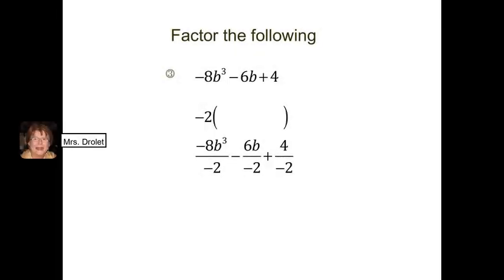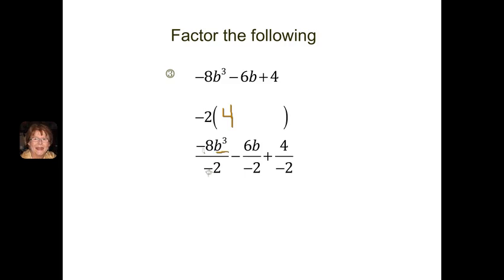It would be wise not to skip any steps. So you're dividing each of those terms by the GCF. Be careful because you're dividing by a negative number. Remember, a negative divided by a negative is a positive. Therefore, -8 divided by -2 is a positive 4.